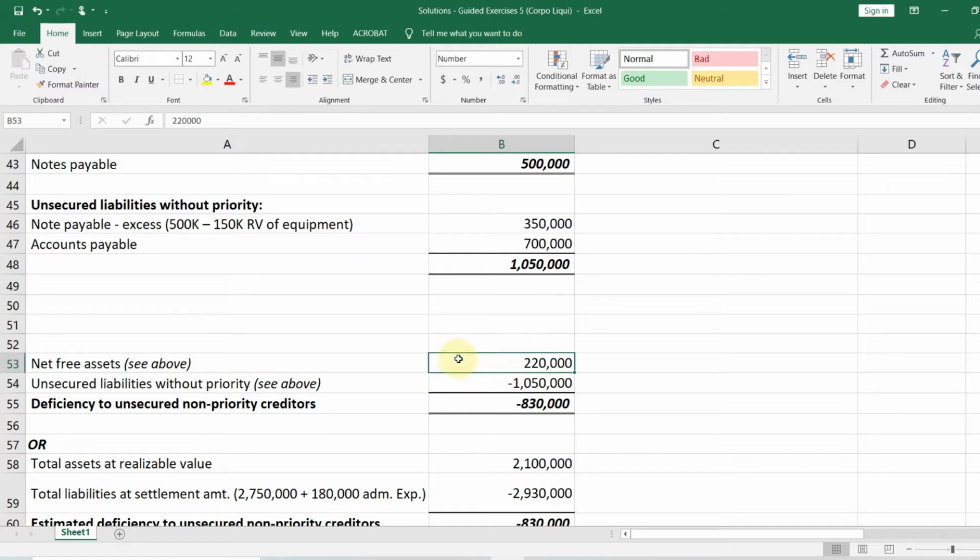So, saan mo kukunin? So may pambayad kang 220. Meron ka pang babayarang 1050. So, magkano ang kulang mong pambayad? 830. That's the deficiency. Okay?